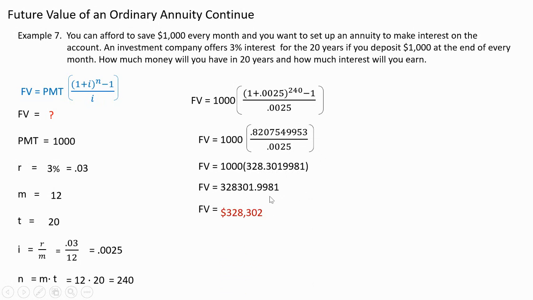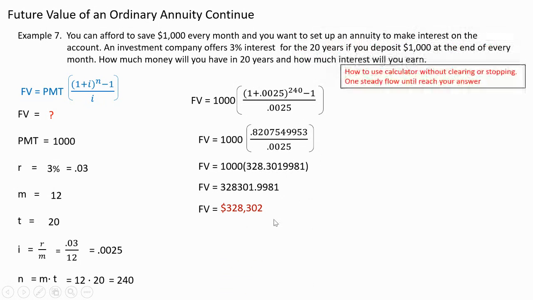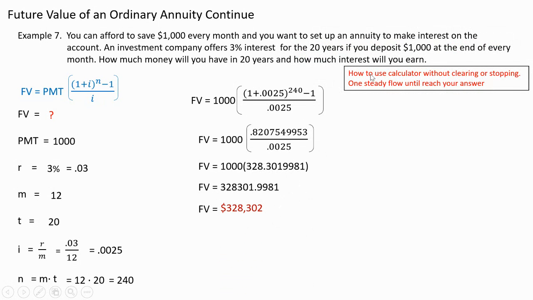So it's going to be rounded to the nearest penny. We're going to get $328,302. So this is how much money you have in 20 years. I think that's enough for your child to attend college in 20 years. But let's see how much money you actually put in there, and how much money was interest, extra money that you earned.